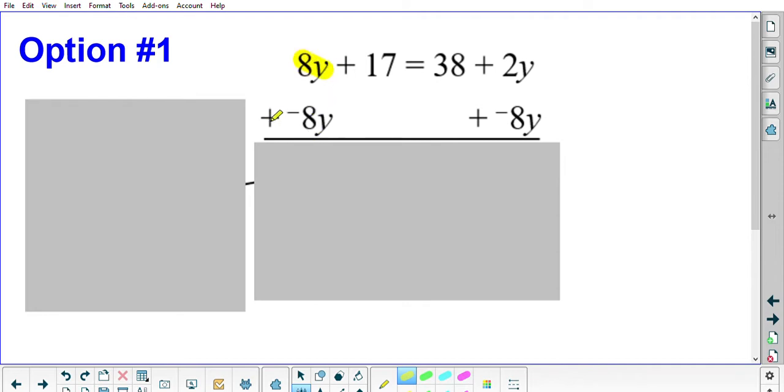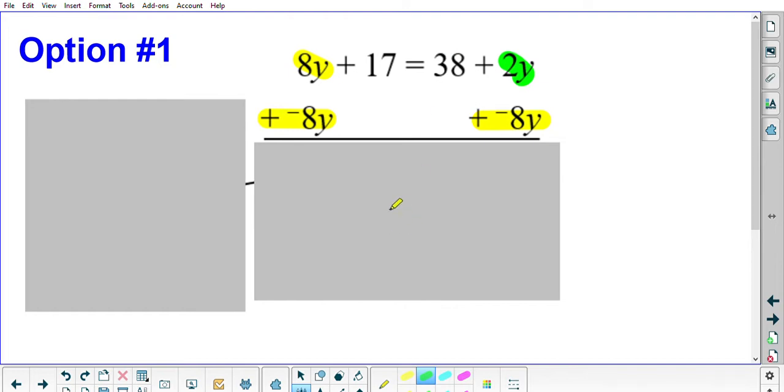Now notice how I lined it up. Like terms do matter whenever you add or subtract. So this is why I had to put the negative 8y underneath the positive 8y from the original equation, and also underneath the 2y. It would make no sense to put it underneath the 17 or the 38 because they do not have the variable y, and therefore they would not be like terms, and that would just create all sorts of problems. You can only add or subtract when things are like terms.